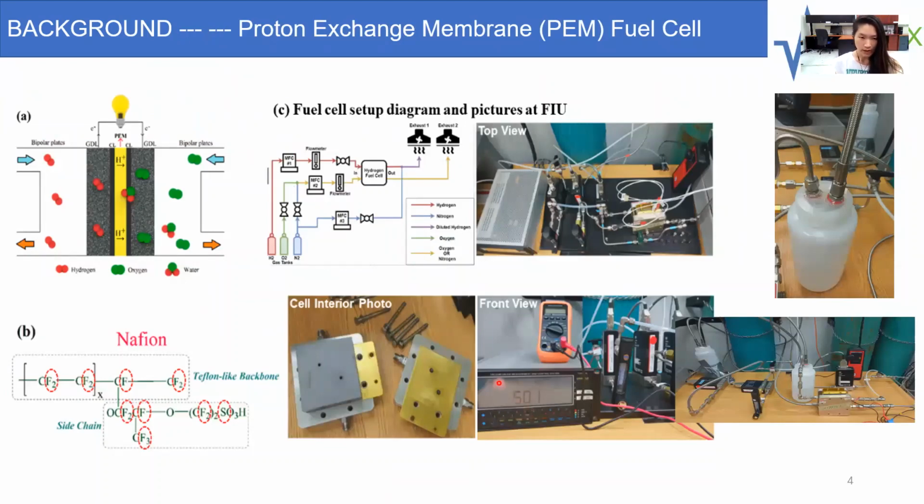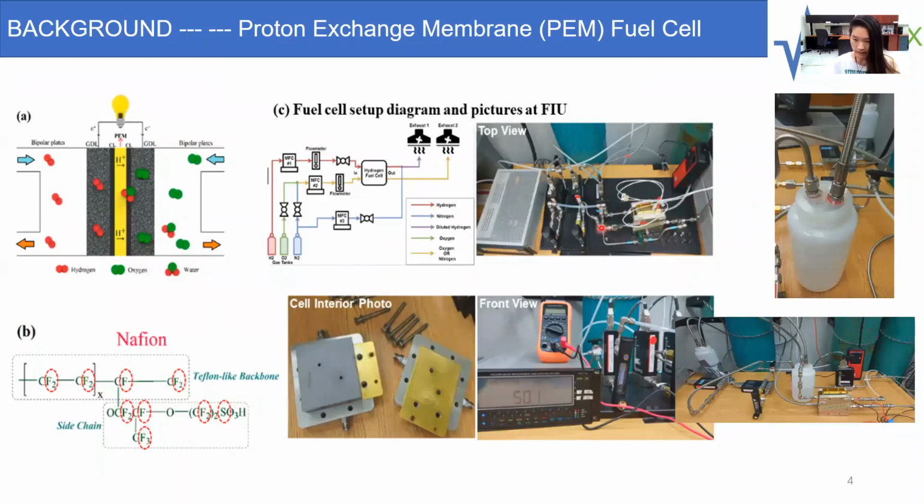This is a diagram of the fuel cell setup and pictures from our lab. We use a mass flow controller to control the flow ratio. It's connected to the visualized mechanical flow meter. This is a fuel cell stack. This is a combustion gas detector.